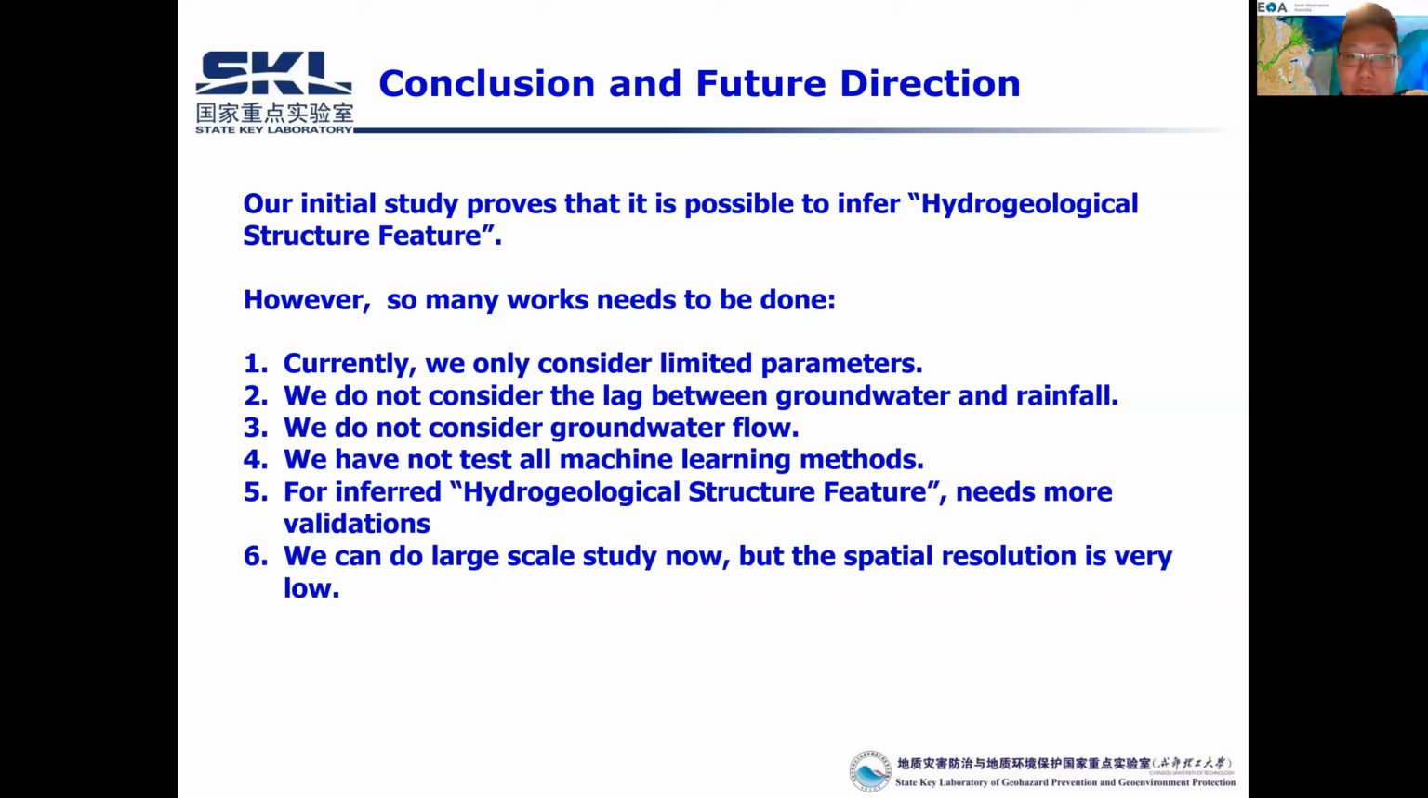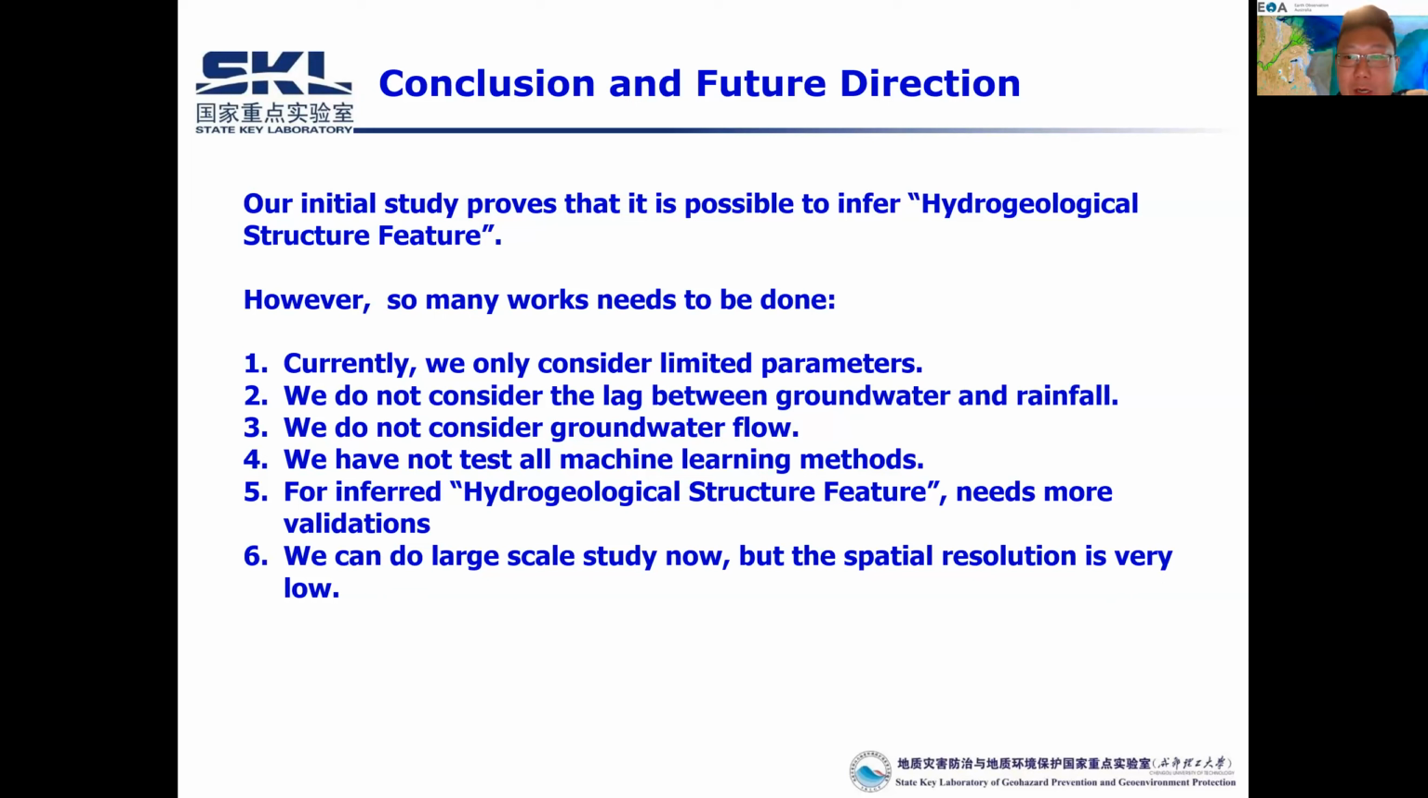However, we still have so many problems in our initial study because currently we only consider limited parameters, 5 parameters that relate to the groundwater. But if you look at the water cycle map, you will find that there are still so many other parameters that could affect the groundwater recharge. Second, we do not consider the lag between groundwater and rainfall. Third, we do not consider the groundwater flow, the horizontal flow inside the rocks. And we do not test all machine learning methods. Some, like deep learning, may show more advantages for building the models, but we haven't tested. Also, for our results, because we only use the model data, we did not use the real observation data, so we still lack validation.